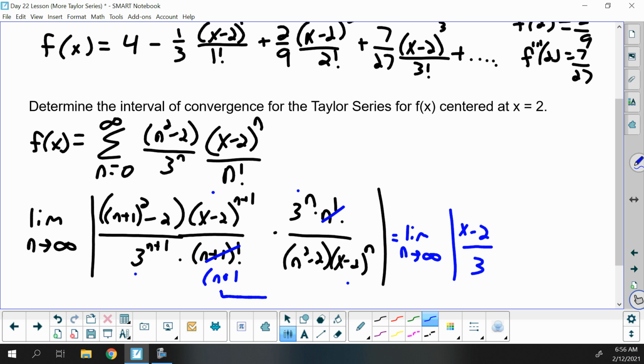So we've got to multiply out the n plus 1 and the n squared minus 2, and we've got to do this out as well. So n plus 1 squared is going to be n squared plus 2n plus 1. So when you subtract the 2, you'll have n squared plus 2n minus 1. When you multiply out the n plus 1 and the n squared minus 2, you're going to get an n cubed, we'll end up with an n squared, a minus 2n, and a minus 2.